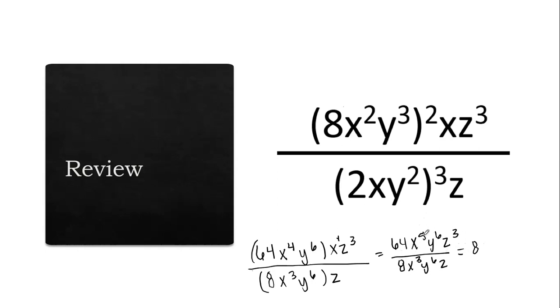X to the power of 5 over x to the power of 3. X to the power of 2. Yep, that's 5 minus 3 is 2. So x to the power of 2. Y to the power of 6 over y to the power of 6 cancels out, because it's y to the power of 0, and anything to the power of 0 equals 1. So the y's just cancel out. Z to the power of 3 over z to the power of 1. Z to the power of 2. Yep, and there's my answer.